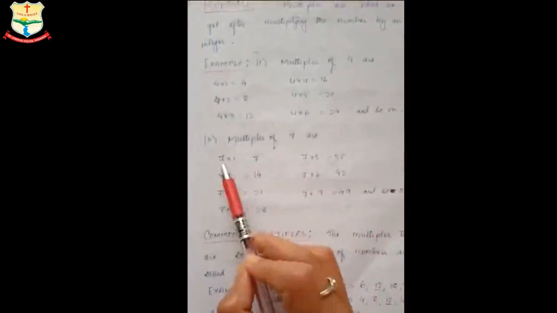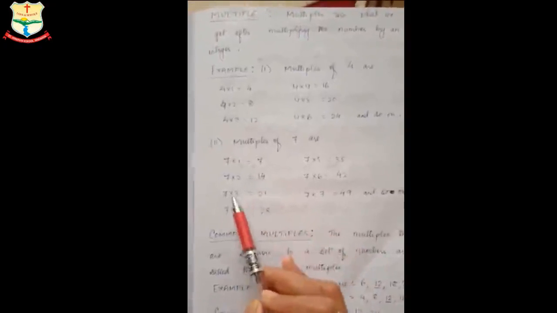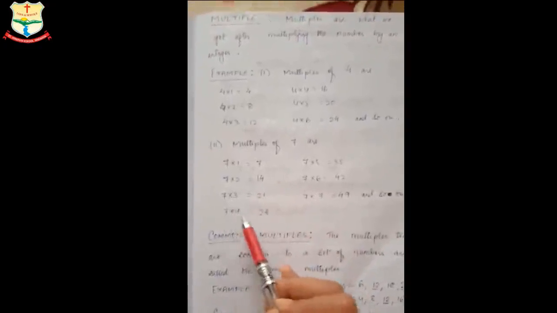Next example, multiples of 7: 7 ones are 7. 7 twos are 14. 7 threes are 21. 7 fours are 28. 7 fives are 35. 7 sixes are 42. 7 sevens are 49 and so on. So these are the multiples of 7.